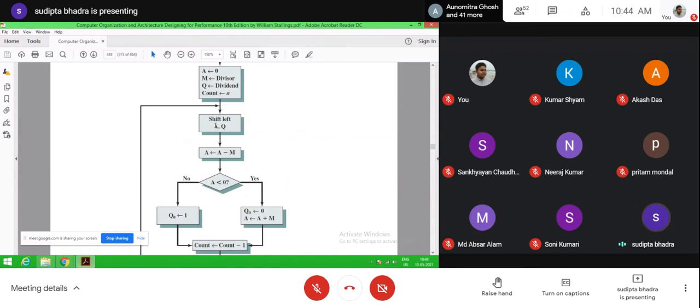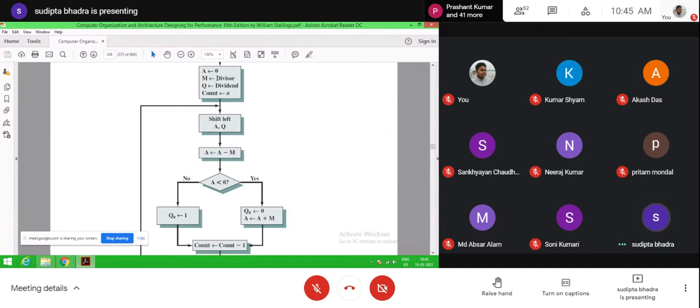Before the division, we take the dividend and the A register, and we do a left shift. After the left shift, we do a subtraction. Why this subtraction? We are checking whether the divisor m is able to divide the partial remainder or not.